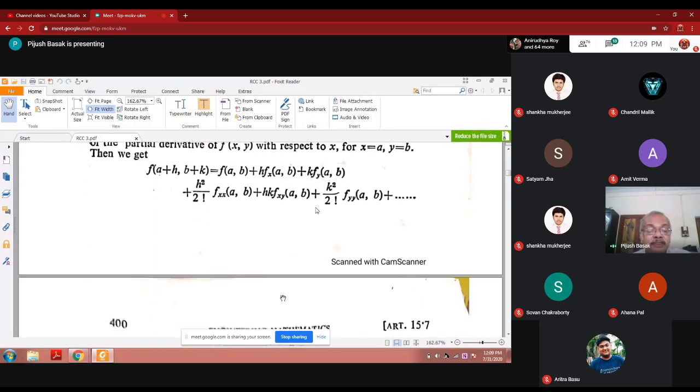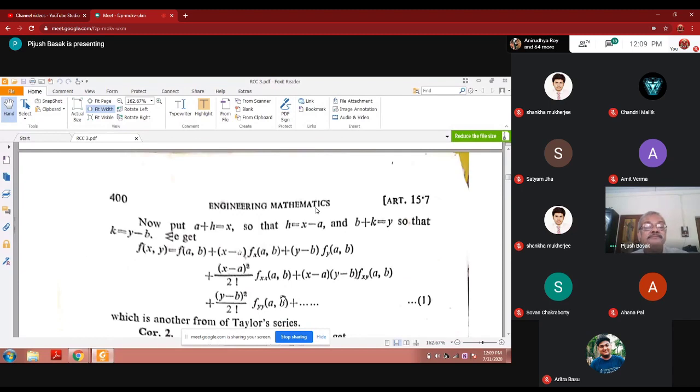Then some other corollary, because which form will be coming in the examination, we don't know. We have to get aware of the other forms. Now we put a plus h is equal to x, so that h is equal to x minus a, and b plus k is equal to y, so that k is equal to y minus b.